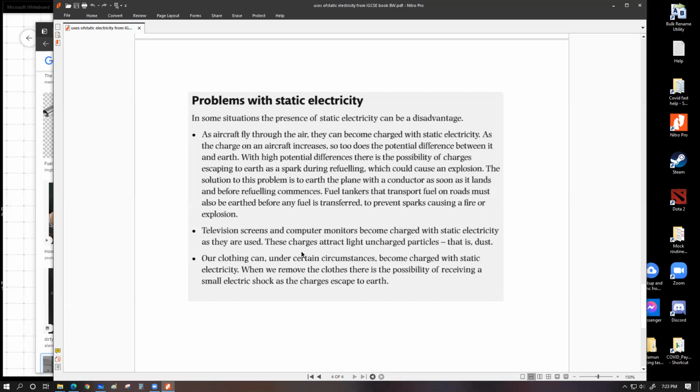Yes. When the charge develops on the aircraft, how big is the potential difference? How big can we expect it to be? How big can the potential difference become? Yes, sir. I'm not actually familiar with the exact values of this sort, but I can definitely Google that.